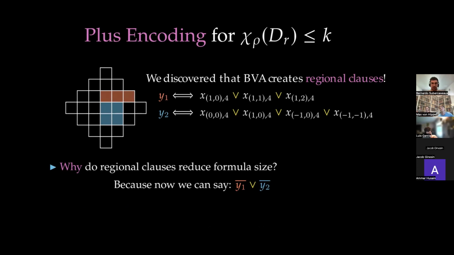So saying like the first vertex in the first region and the second vertex in the second region cannot both be 4. I'm now doing it all at once by saying that the 2 regions are sort of incompatible.